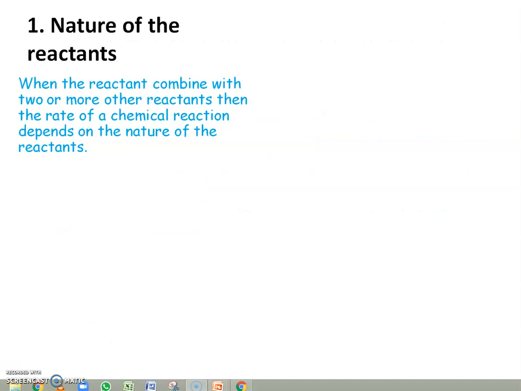A factor which affects the rate of a chemical reaction is the nature of the reactants. When the reactants combine with two or more other reactants, the rate of a chemical reaction depends on the nature of the reactants. For the completion of a reaction, the nature of the reactant also plays a very important role.